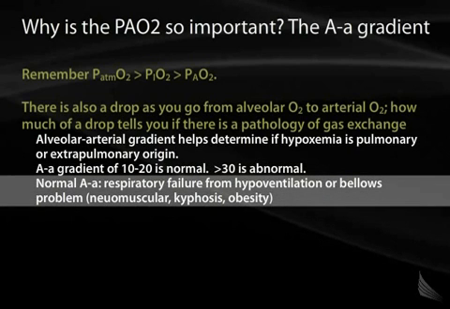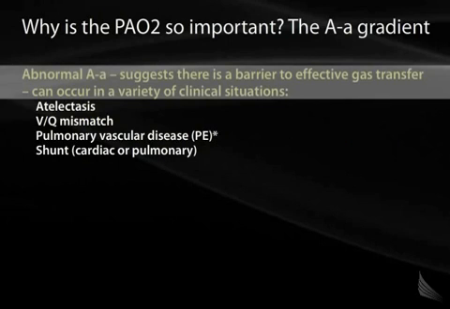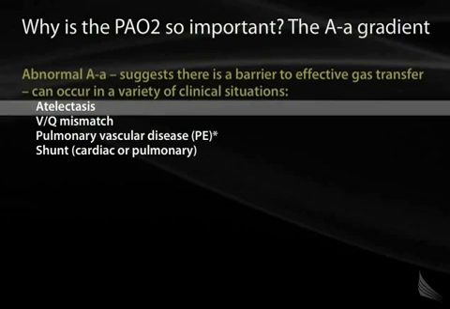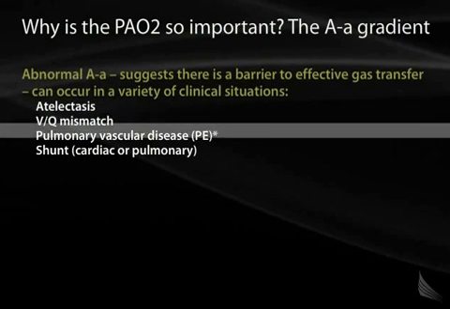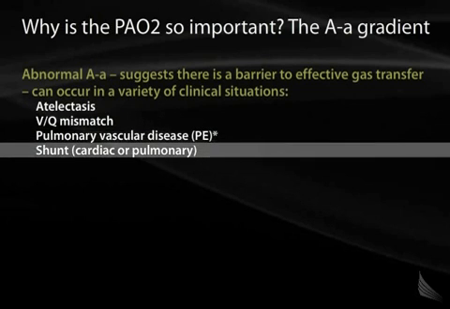If we see hypoxemia with a normal AA gradient, we think about respiratory failure from hypoventilation or a mechanical problem, as in the case of neuromuscular disease or obesity or kyphoscoliosis. Anything that causes an increased or abnormal AA gradient suggests that there's a barrier to effective gas exchange, and it can occur in a multitude of clinical settings. For example, atelectasis, VQ mismatch, in a pulmonary embolism, or in the case of shunt.